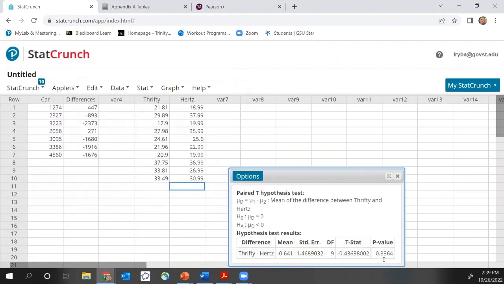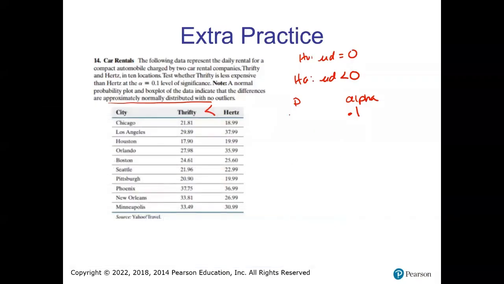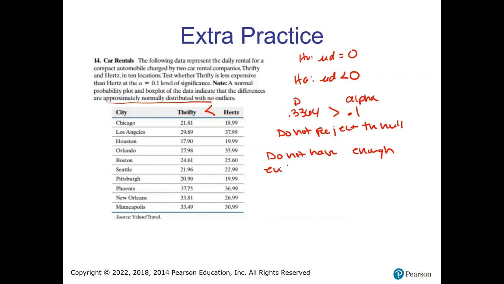So the p-value is 0.3364. And p is greater than alpha, so we do not reject the null. So we do not have enough evidence to claim Thrifty is less expensive than Hertz.